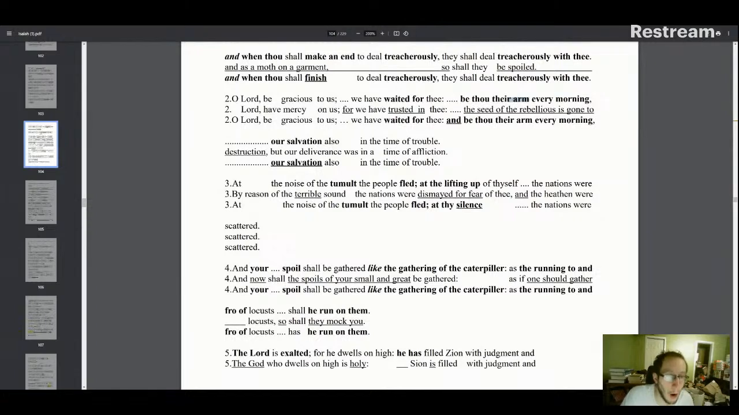Now, the word for arm in Hebrew is almost identical to the word for seed in Hebrew. So the word for seed is zera, and the word for arm is very similar. I have to double check what that is. Let me see here. Isaiah 33. Let's see the word for arm.